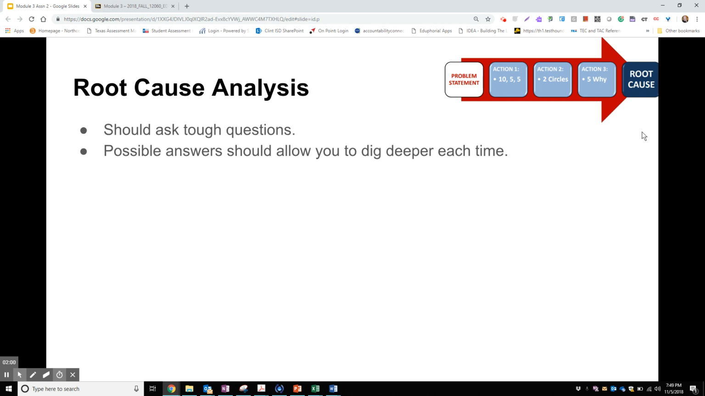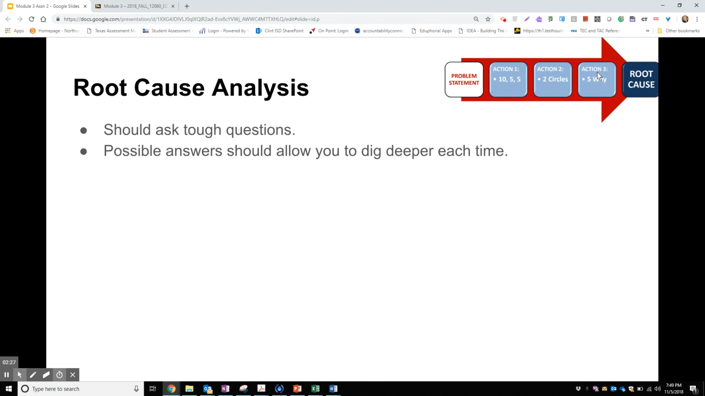The next thing for your root cause analysis, you have your problem statement and then you went through listing 10 reasons of why that's occurring, digging deeper into 5 more, and then finally the last 5 reasons. You then went into your 2 circles of what you can control and what you can influence. And I think the most meaningful part of this process is the 5 whys.